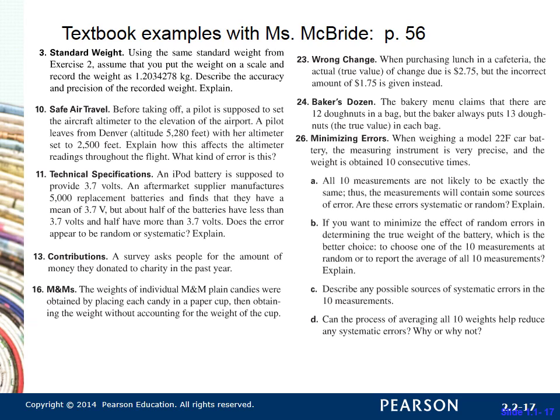All right, number 23. Find the values of the absolute and relative error. All right, so you're going to need your calculator for this. Now we can do the absolute in our head, but the division and getting the correct decimals is a little trickier. All right, so when purchasing lunch in the cafeteria, the true value of change due is $2.75, but the incorrect amount of $1.75 was given.